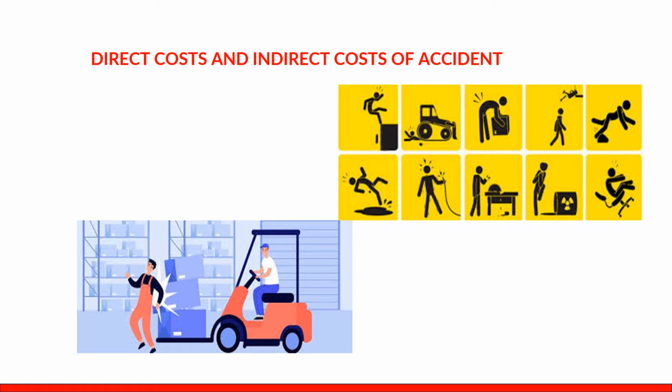Whenever there is an accident in the workplace, there are two kinds of costs. One is direct cost and one is indirect cost. And in the next slides, we will see what are the different points which come in the direct cost and which come in the indirect cost.